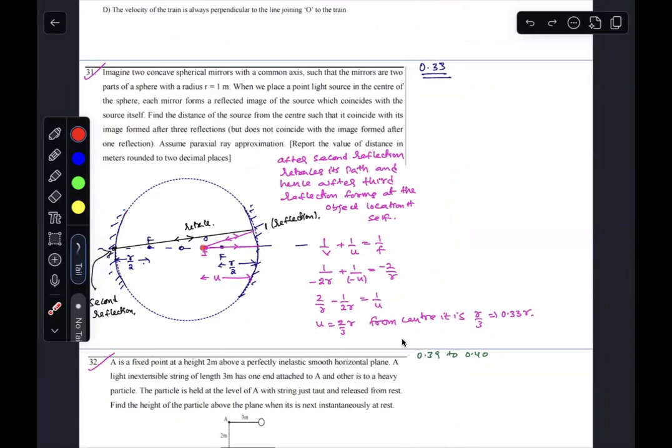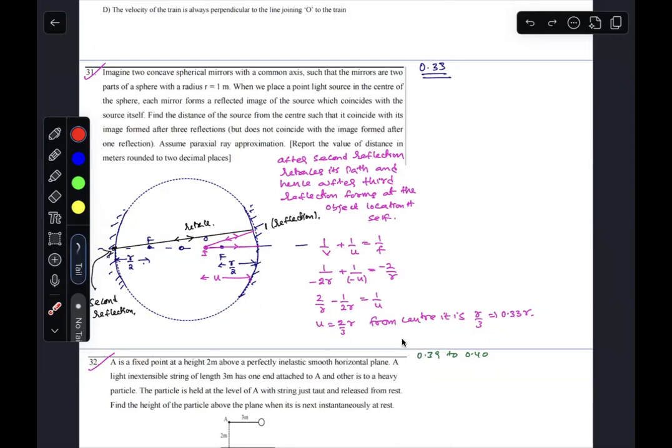So what I have done, I've taken the first reflection here. If the second reflection happens over here, the ray will retrace. Then again the image will form there only. That's all. One condition, if you know, you are done. I'm assuming this as U. I know V. V is minus 2R. From here, this distance is 2R. Substituted. So from here, I got U as 2R by 3.